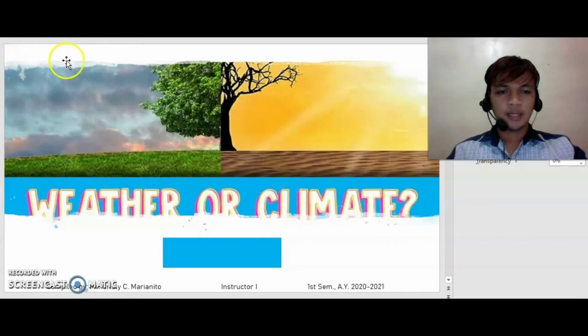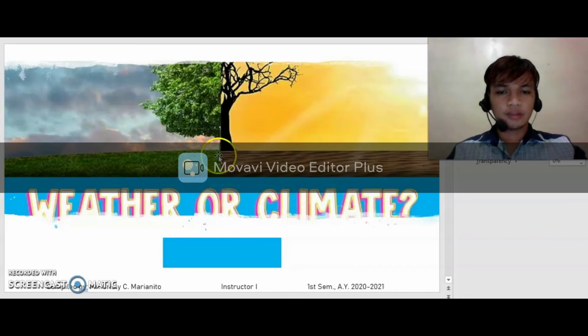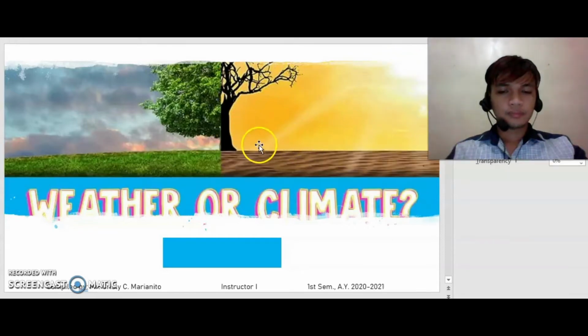In this next slide, I have here two images. The first one on my left, I have here a green healthy tree with a partly cloudy sky and a green field. While on the other hand, I have here a withered tree with a shiny sky and a drought land or earth.